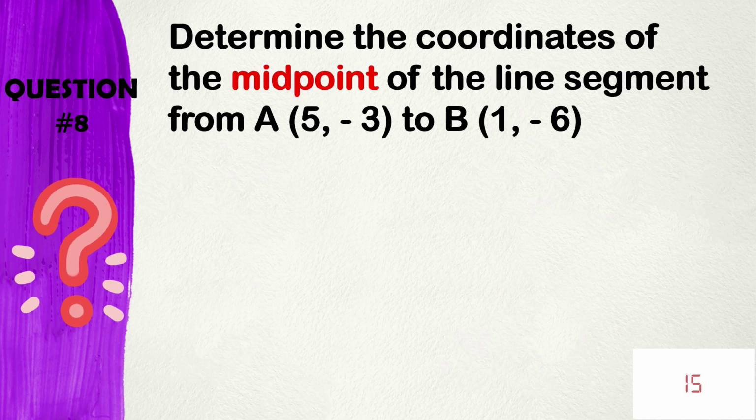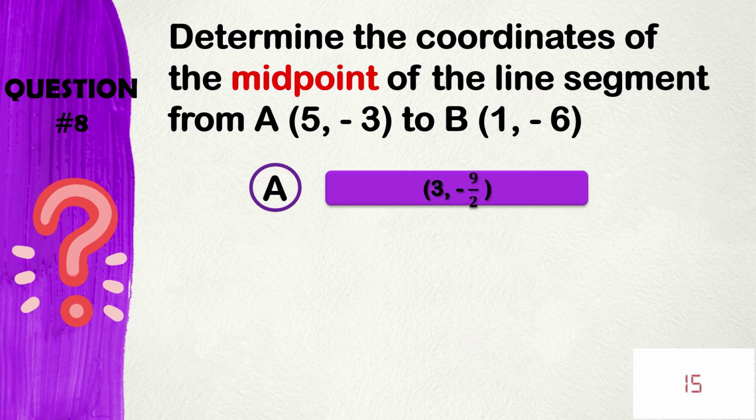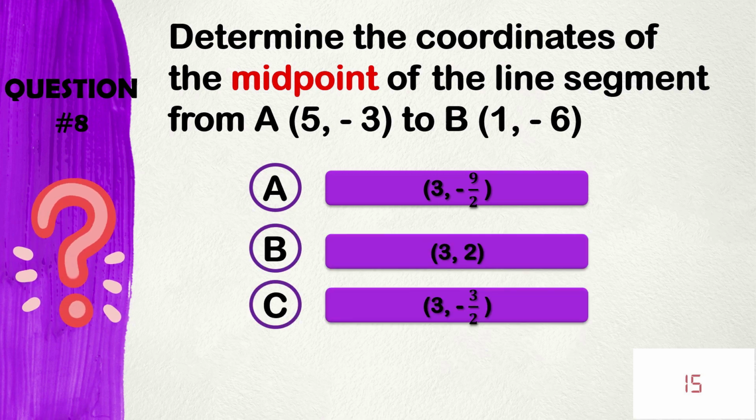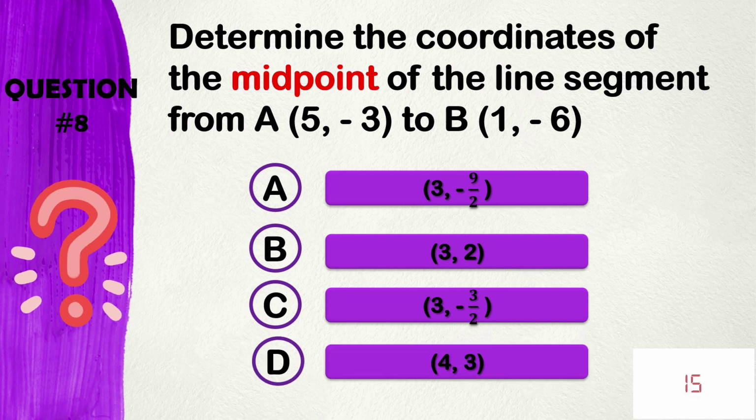Question number 8. Determine the coordinates of the midpoint of the line segment from point A, which is 5 and negative 3, to point B, we have 1 and negative 6. Letter A, 3 and negative 9 halves. Letter B, 3 and 2. Letter C, 3 and negative 3 halves. And letter D, 4 and 3.